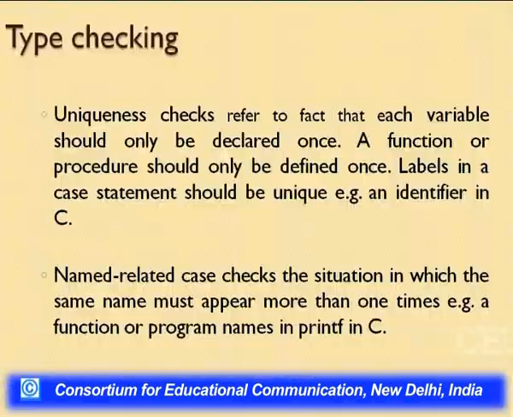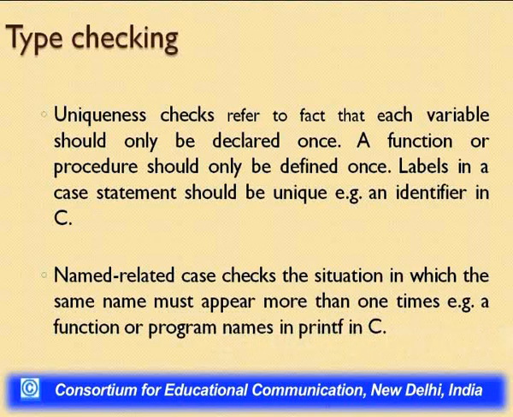Then you can also perform something called the uniqueness check, which refers to the fact that each variable in our program should only be declared once. A function or a procedure should only be defined once. Labels in the case statement should be unique. Definitely we can mark up this statement by adding that each variable should be declared once within a scope. The scope factor can be added to it, and within that very scope the function or a procedure should also be defined once. Within a scope I cannot have int a, b, a. That will be hindering this uniqueness parameter.